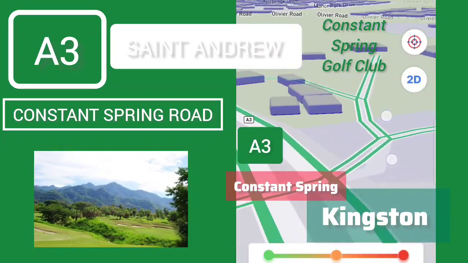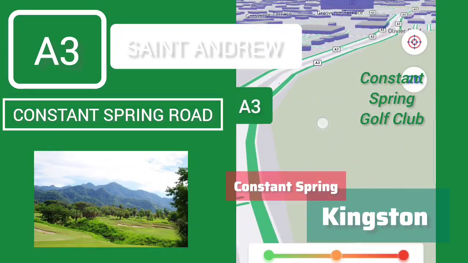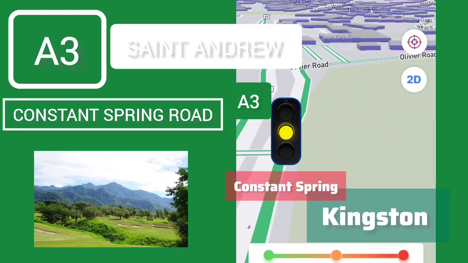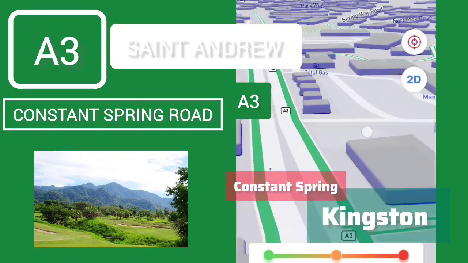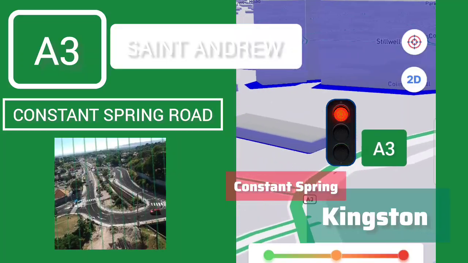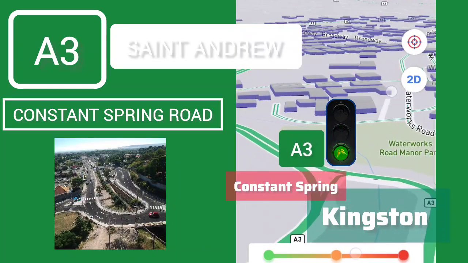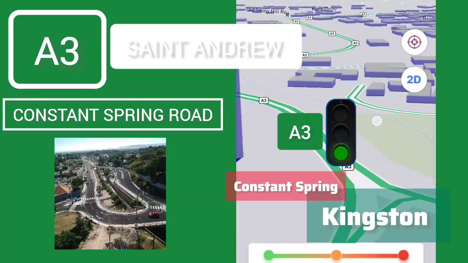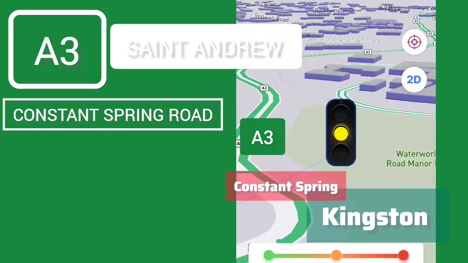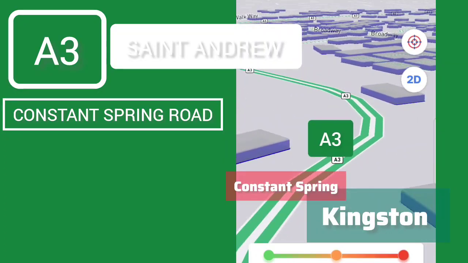So we're passing by that area, passing by the Immaculate Conception High School, passing by the Constant Spring Golf Club, into the Manor Park area, where we're gonna go around this circle. And when I say this little circle, it is telling me that, okay, you are now heading out of the city and you're heading up into the country, St. Mary. That's right. So now we're continuing on the A3 Constant Spring Road.